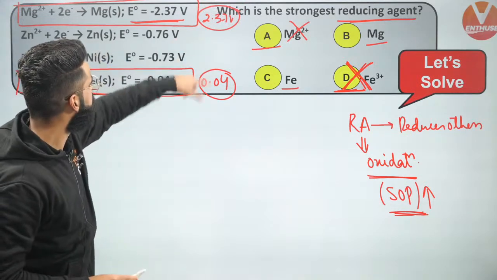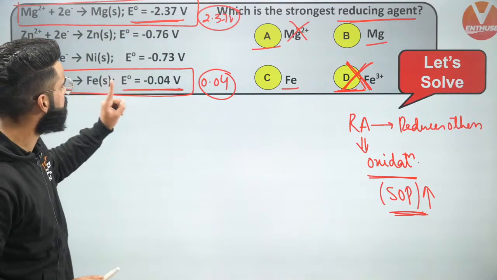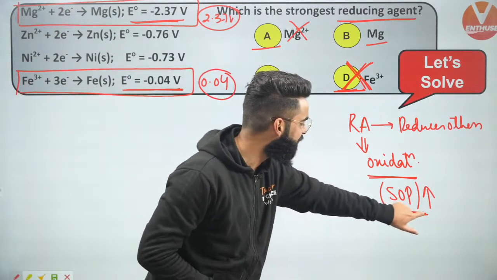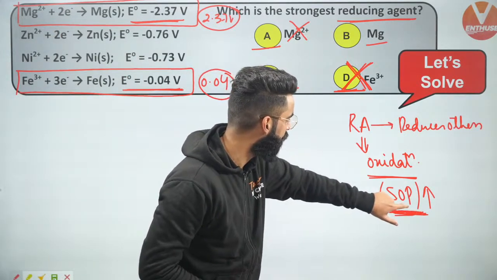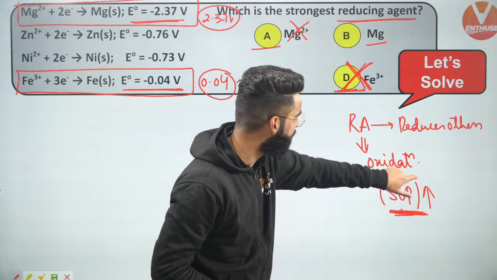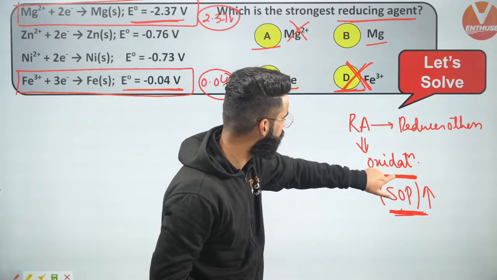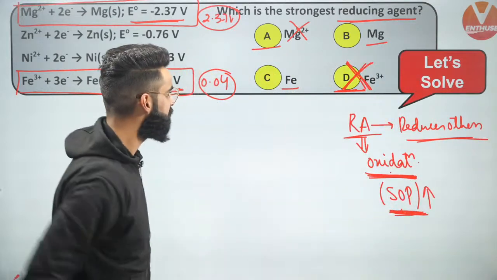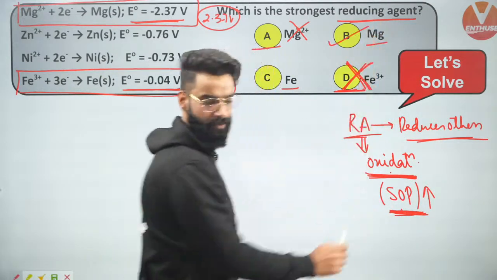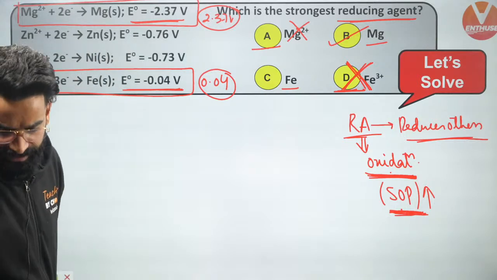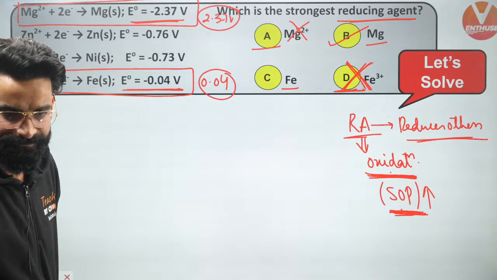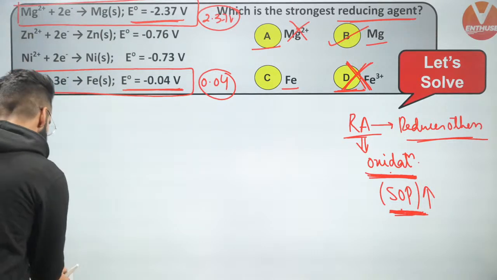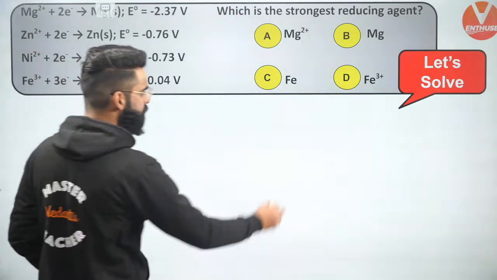Now, which one among the two is having more standard oxidation potential? I'll say magnesium is having more standard oxidation potential, and that element which will be having more standard oxidation potential will easily undergo oxidation, and the substance which easily undergoes oxidation will be the better reducing agent. So I'll say magnesium is the one which will be the better reducing agent right here. Yes? Right? Wonderful, guys. Let's move on to one more question.